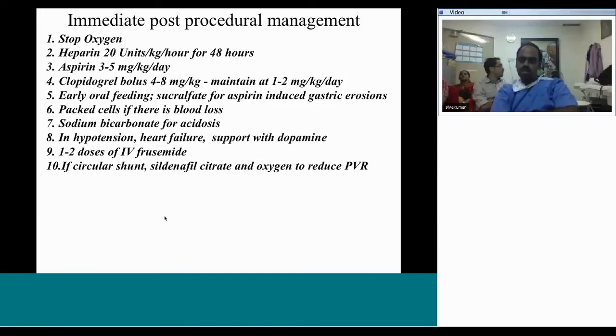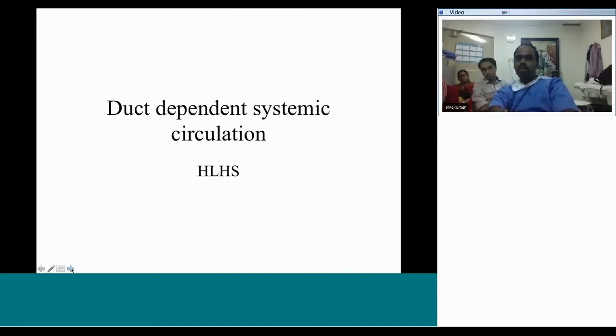So this is called a circular shunt. A circular shunt is blood circulation without going through any capillary bed. Blood just goes through arteries, veins, cardiac chambers without going through any capillary network at all. And so if there is a circular shunt in that situation, if you give sildenafil citrate, this is going to cause pulmonary vasodilatation and allow the pulmonary artery blood to flow more into the lungs rather than regurgitate back through the pulmonary valve. Similarly, oxygen will also do the same job.